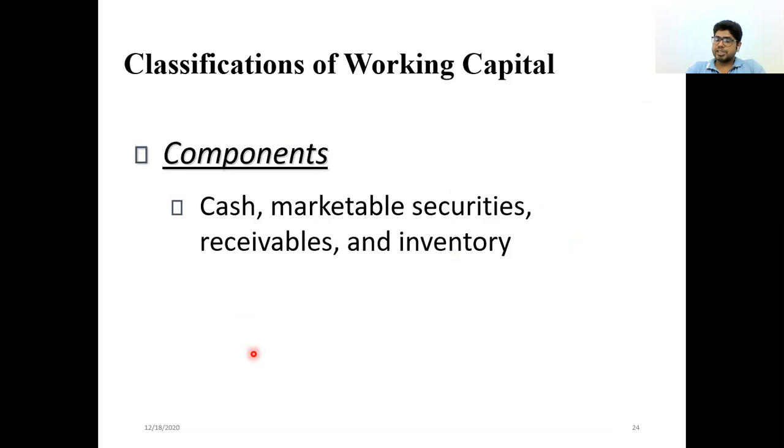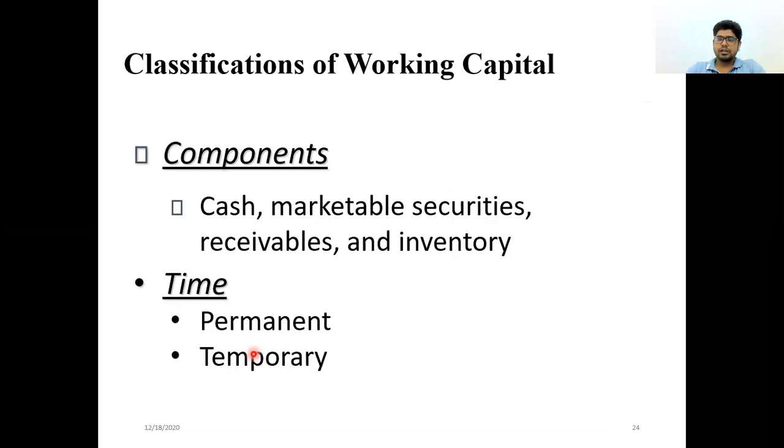And classification of working capital. Based on the components, working capital consists of cash, marketable securities, receivables, and inventories. And based on time, we can classify the working capital as permanent working capital and temporary working capital. I explained in detail in the last class what permanent and temporary working capital are. The temporary working capital we require in the seasons, right?